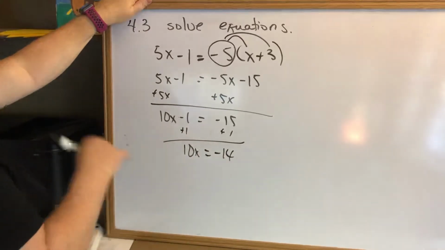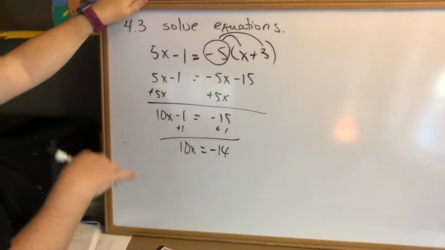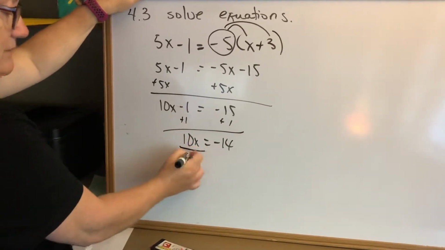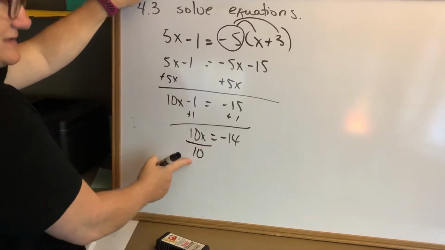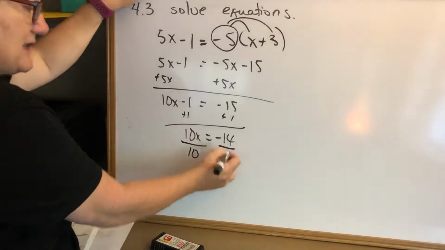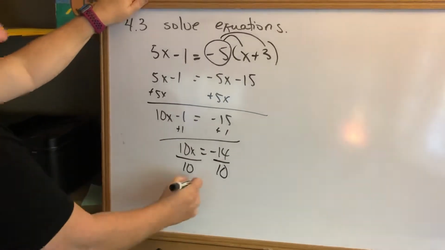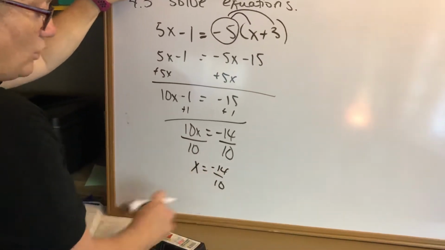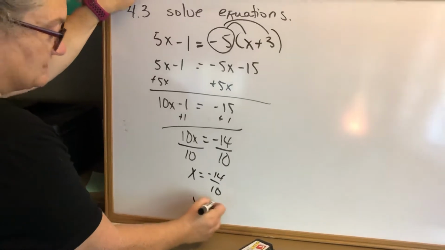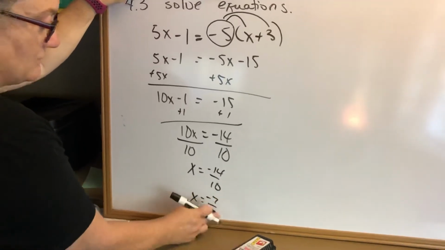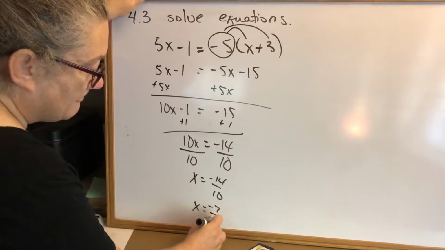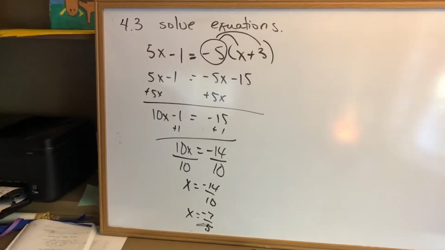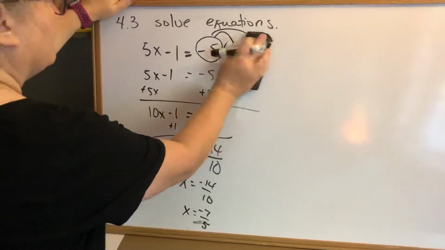Now when we read this, I know we say 10x, but that means 10 times x. So to get rid of the 10 times x, we're going to divide by 10. If we divide this side by 10, we have to divide this side by 10 to maintain the equality. So this would just be x equals -14 tenths, or it would be x equals -7 fifths. Oops, can't read that 5 very well. 7 fifths. Okay? All right, let's do another example. I'm going to erase this one so I have more room.